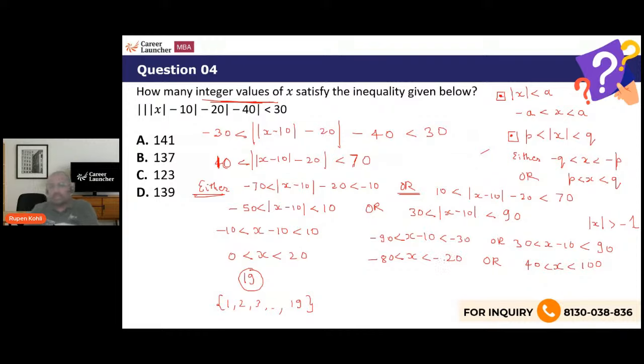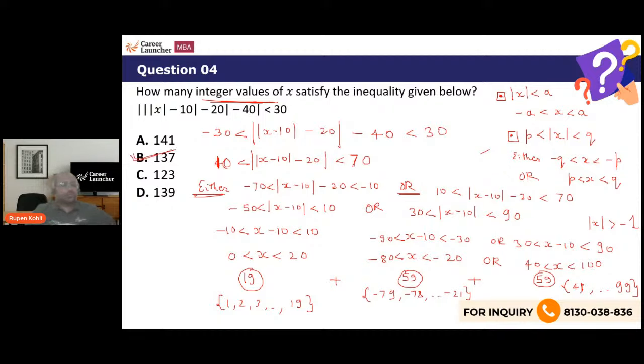Minus 80 to minus 20, non-inclusive of the boundary values, we will have 59 solutions, from minus 79, minus 78, all the way up to minus 21 in the last, right? And likewise, we'll have again 59 solutions from here, which is from 41 up to 99. So in total, we have these number of solutions: 19 plus 59 plus 59. 59 plus 59 is 118. 118 plus 19 is 137.